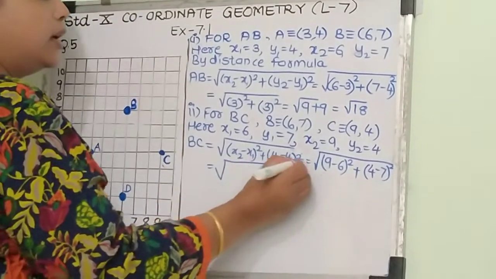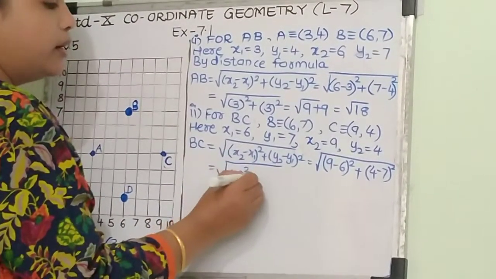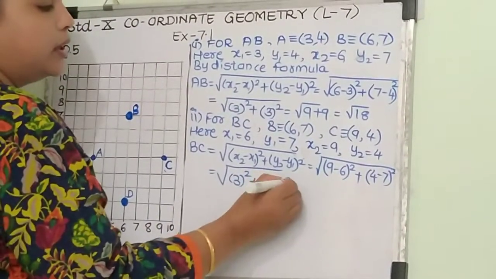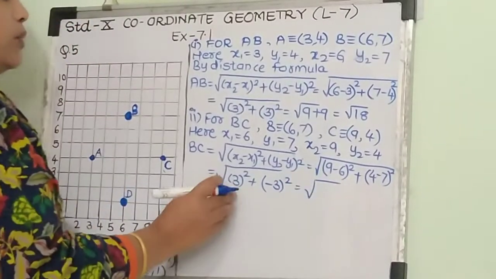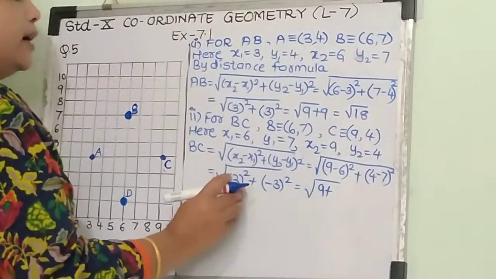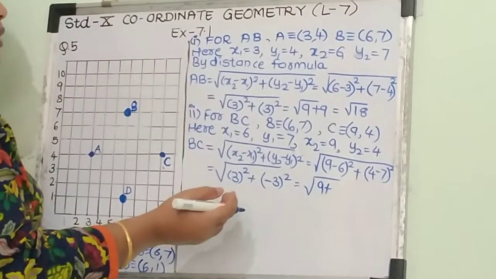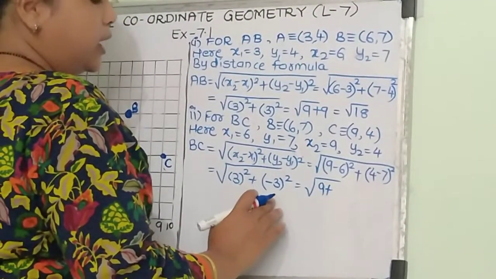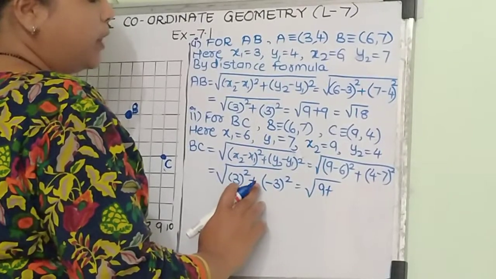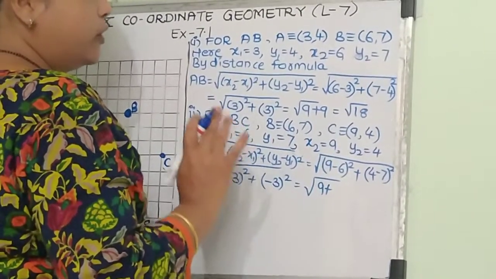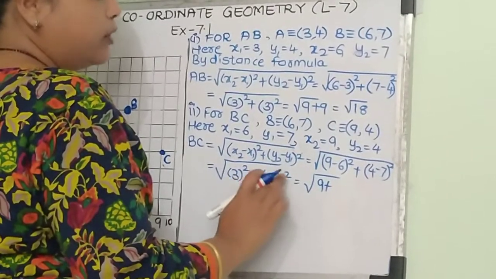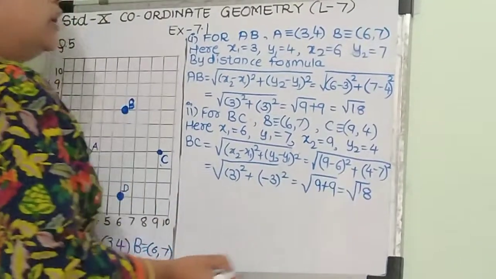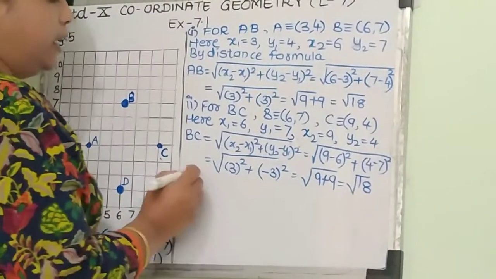So here again we get 9 minus 6, that is 3 square, and 4 minus 7, that is minus 3, bracket square. Now 3 square will be 9 and plus (minus 3) square. The square of a negative number is always positive. We know that the square of a negative or positive integer is always positive. So here the square of minus 3 is also plus 9. So we get again 9 plus 9, 18.